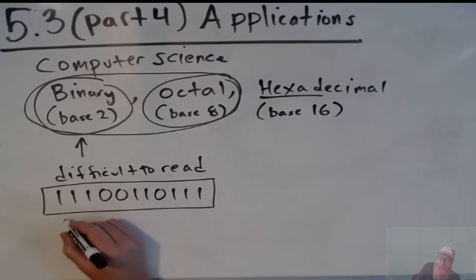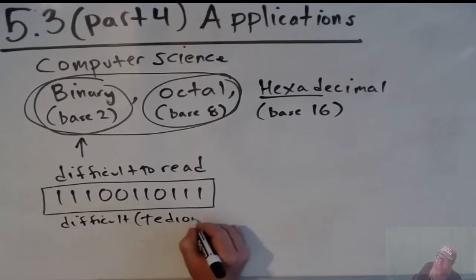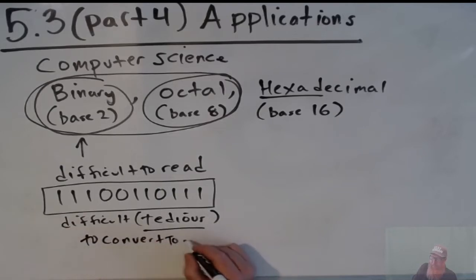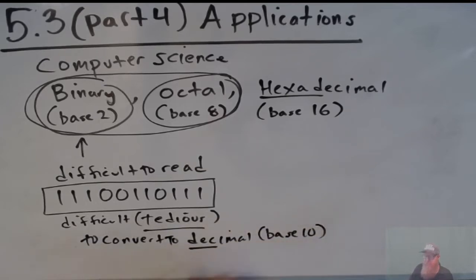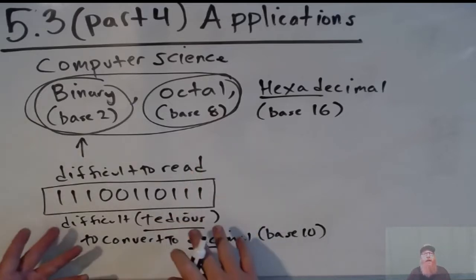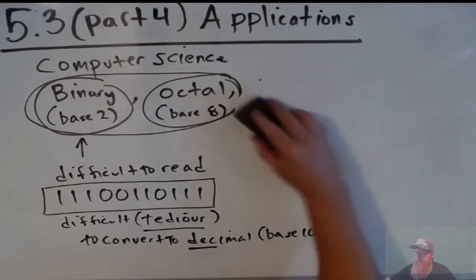It's also difficult to convert, and tedious. It's not really difficult. Tedious is a better word. It's time consuming to convert to base 10, what we call decimal numbers. So we'd like to use a base that is easier to convert into binary, or from binary to that particular base, and a base that's easier for us to read, so when we see the number, we have a better idea of what that number means.